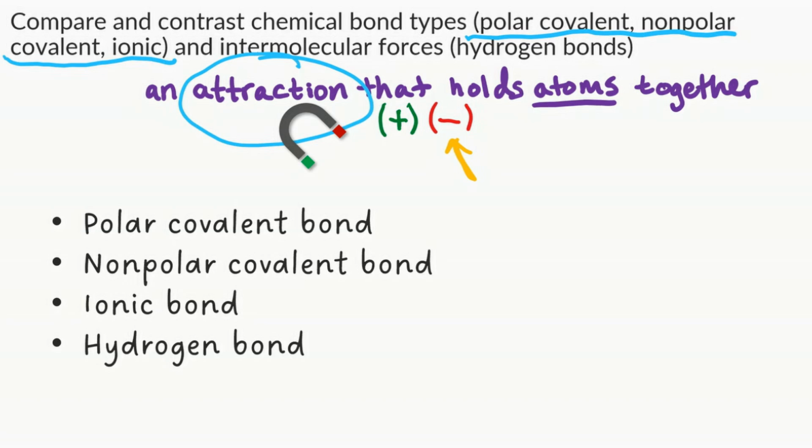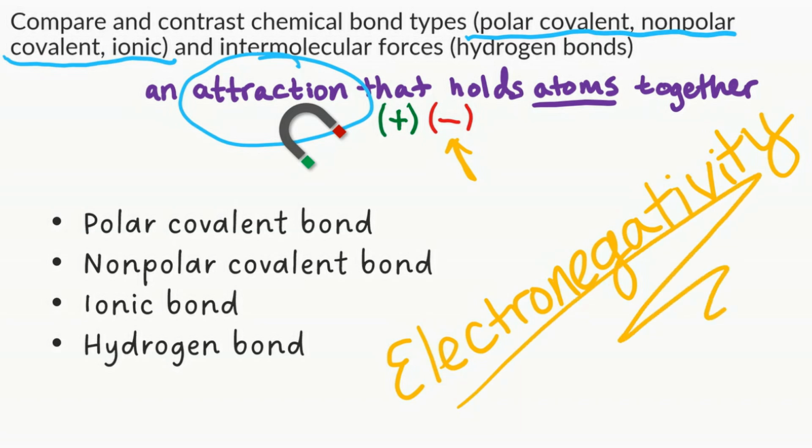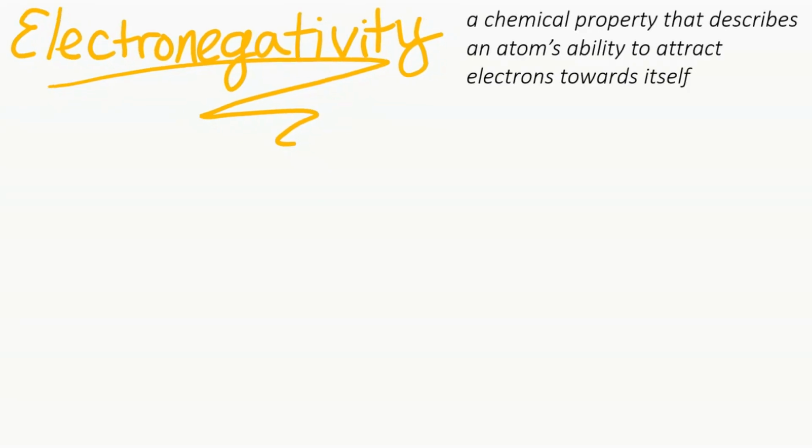Well, each bond is variable in how strong they are, meaning how tightly they hold atoms together, and they're all based on the electronegativity of the atoms or elements they are bonding together. So, what's electronegativity? Electronegativity is formally defined as a chemical property that describes an atom's ability to attract electrons towards itself.